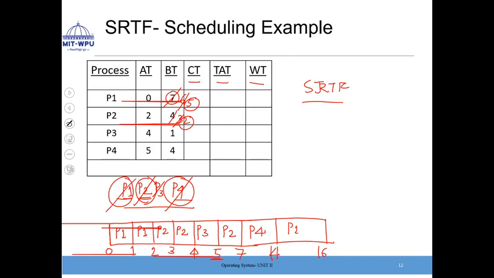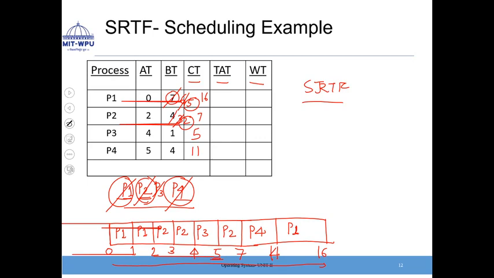So let us write the completion time of P1, P2, P3 and P4. When P1 has finished its task, after time 16, it has taken 16 units of time for its execution. P2 has finished its task at time 7. P3 has finished earlier than P2, so it has taken 5 units of time. P4 has finished its task at time 11. So we have calculated the completion time.